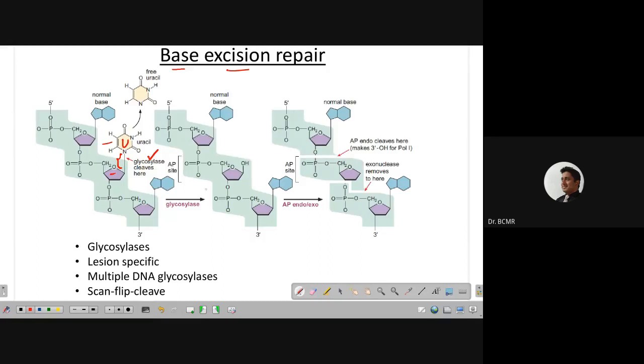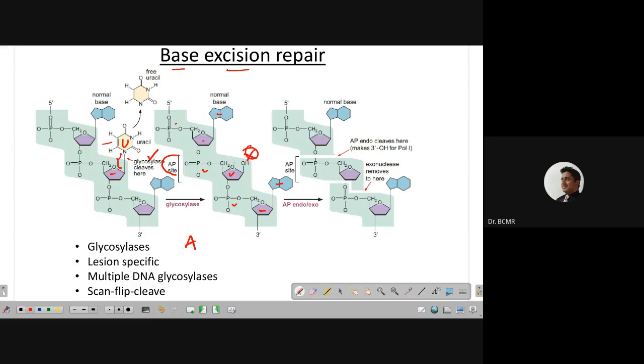And then you have an AP site here. The first base that you're seeing has a deoxyribose, phosphate, and a base. And the last one has phosphate, deoxyribose, but no base. And that is called an AP site. AP is for apyrimidinic or apurinic site. If you don't have an adenine or guanine, you would call it an apurinic site. Now it is an apyrimidinic site. That means it doesn't have the base here.